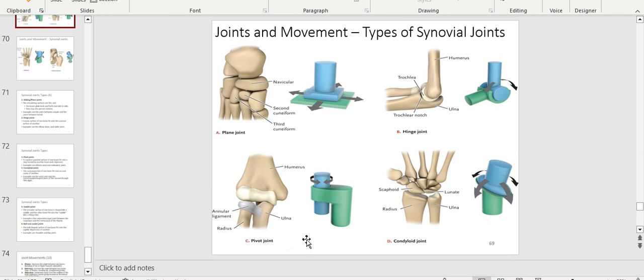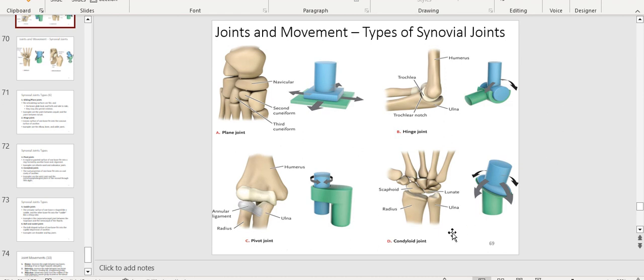We also have the hinge joint of the elbow. It opens to a certain point, and the elbow opens to 180 degrees flat, and that's as far as it goes. The elbow will not go any further. So a hinge joint opens to a certain point and then closes. Pivot joint, here with the radius and the ulna. If you hold your arm out, you can rotate your forearm left and right. That's what we call a pivot joint, where it rotates upon itself.